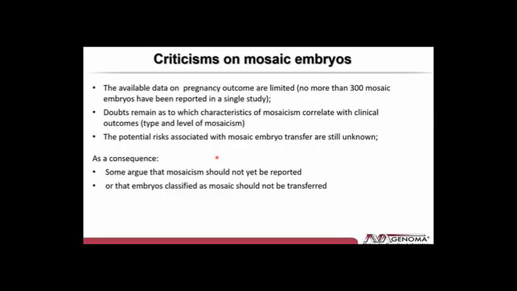Today, the available data on pregnancy outcome are still limited. Indeed, no more than 300 mosaic embryos have been reported in a single study, and doubts remain as to which characteristics of mosaicism, such as the type and the level of mosaicism, correlate with clinical outcome. In addition, the potential risks associated with mosaic embryo transfer are still unknown. As a consequence, some argue that mosaicism should not yet be reported, or reported just for some kinds of mosaicism, or that embryos classified as mosaic should not be transferred.